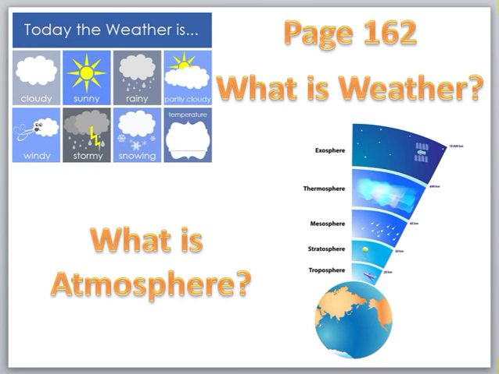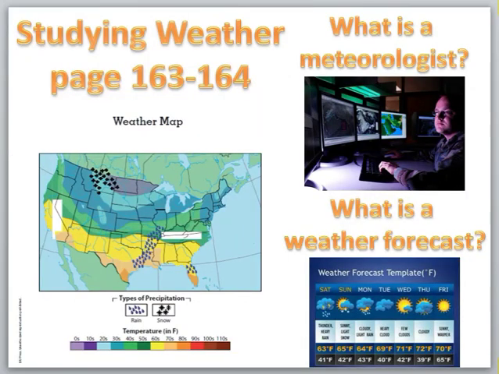All right, go ahead and look at page 163. What is a meteorologist? This is a word that you're going to see on page 163. A meteorologist is someone who studies weather. They then use this information to make predictions about what type of weather we might have the rest of the week. These predictions are called a weather forecast.